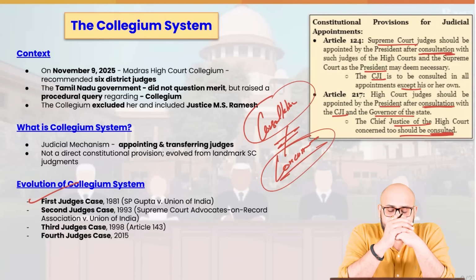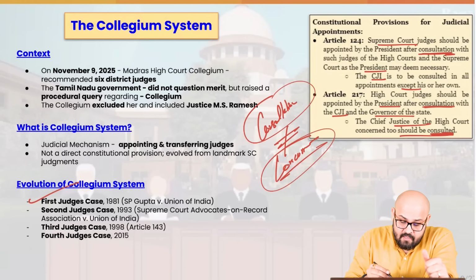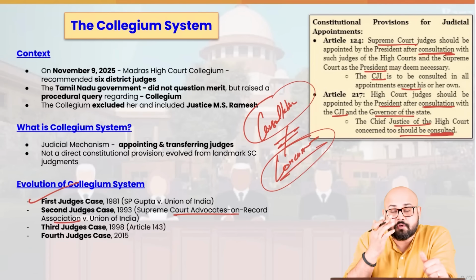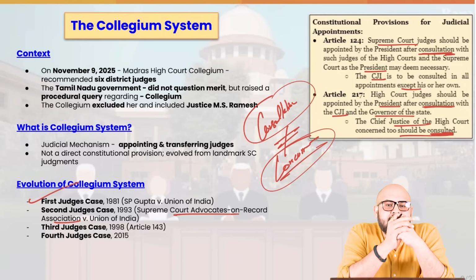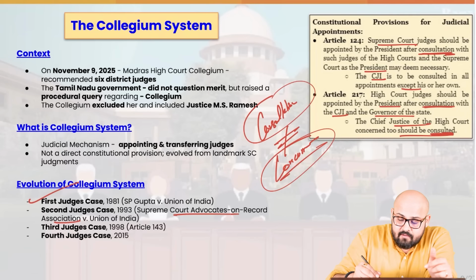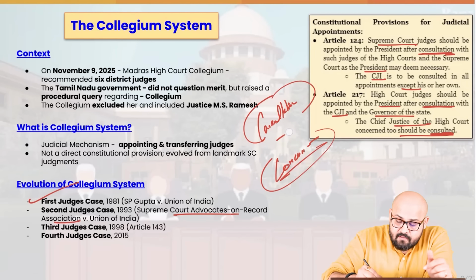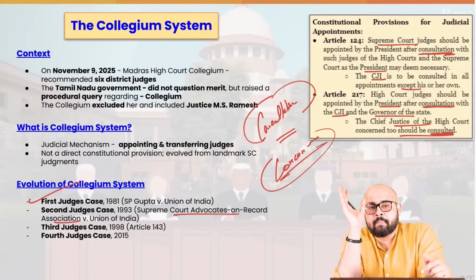So it primarily gave the executive dominance with respect to the appointment and transfer of judges for the next 12 years. Then came the second judges case of 1993, also known as the Supreme Court Advocates on Record Association versus Union of India. In this particular case, the Supreme Court primarily said two things. First, it said that consultation is basically concurrence.